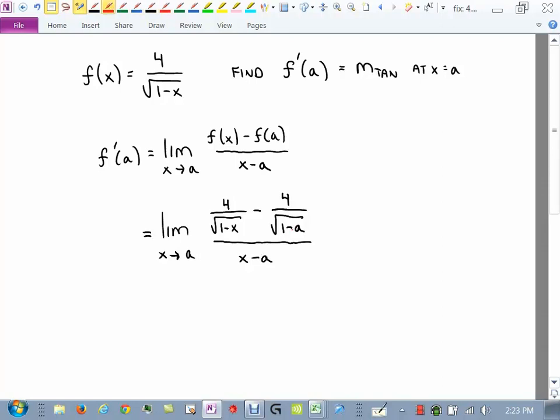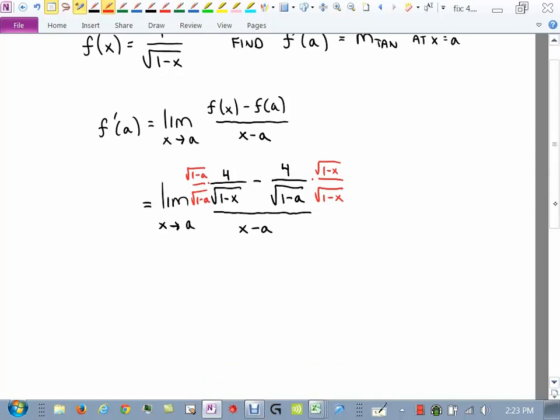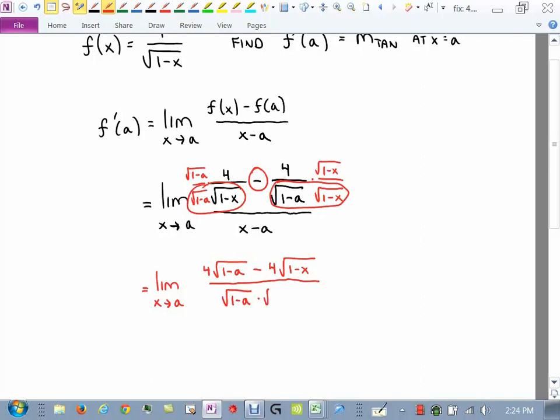So just like we have been doing before, what we need to do is make a common denominator. So I'm going to multiply the top here by root 1 minus x, bottom root 1 minus x. Over here I'm going to multiply top and bottom by root 1 minus a. When we do that, we should get our common denominator. The numerator of the first fraction should now be 4 root 1 minus a. And then I will subtract from it the other one, which will be 4 root 1 minus x, all over the common denominator, root 1 minus a times root 1 minus x. Then all of that divided by x minus a. What a mess this looks like.